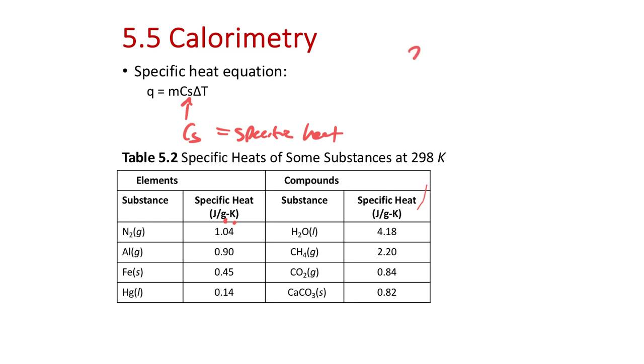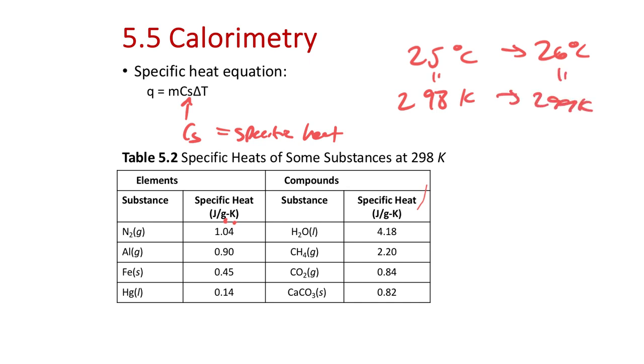So imagine we go from 25 degrees C to 26 degrees C. If we think about converting 25 to Kelvin, that would be 298 Kelvin. 26 in Kelvin is 299 Kelvin. So if we go up by 1 degree C, we're going up by 1 Kelvin.